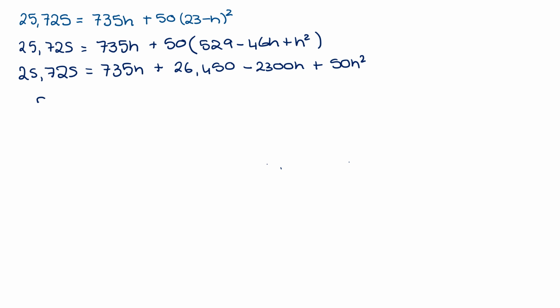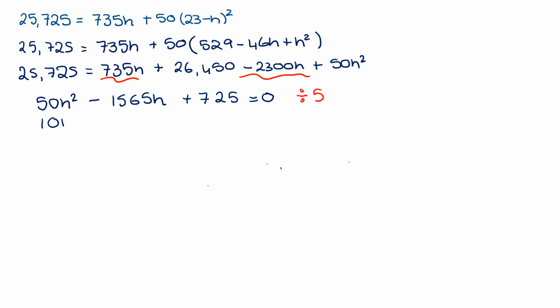We're going to bring everything to the right hand side. So I have a 50h squared. We're adding these two pieces together first, which ends up giving us minus 1565h. Then we have 26,450 minus 25,725. When that comes over, that's plus 725, and that equals 0. So you can even go straight to minus b, but the numbers are quite big. Everything is divisible by 5. So that gives us 10h squared minus 313h plus 145 equals 0.